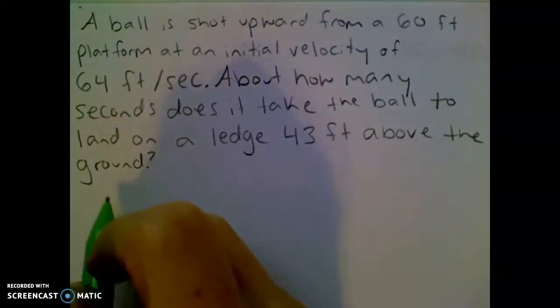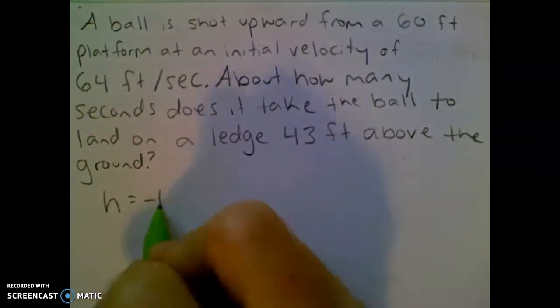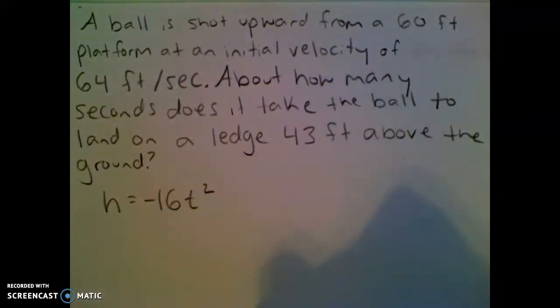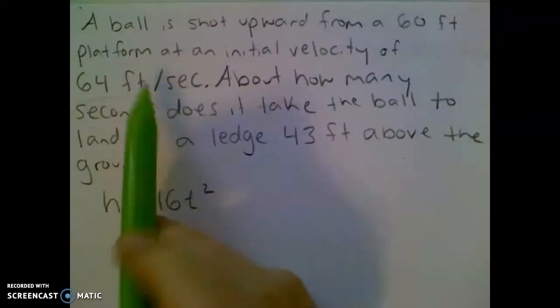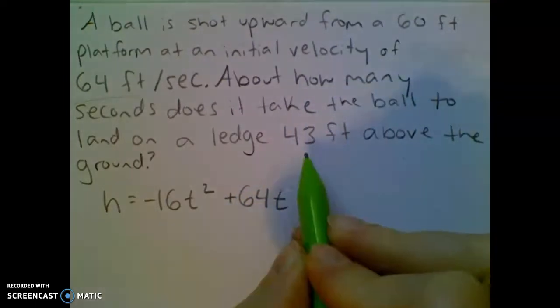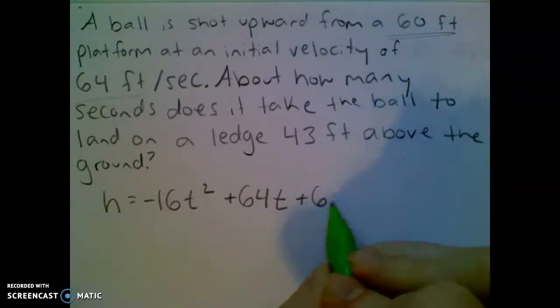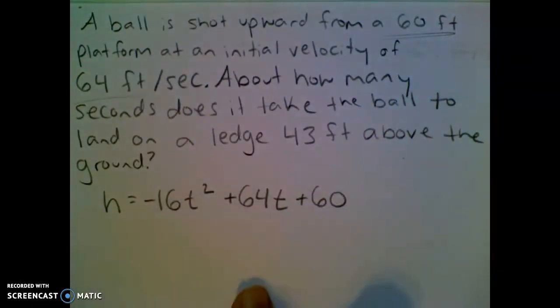So don't forget, when you have something that is launched or dropped and it's having gravity act upon it, it's going to be that negative 16t squared. And then initial velocity of 64 feet, so plus 64t. And then it's launched from 60 feet up, so plus 60. Okay, that is your equation.